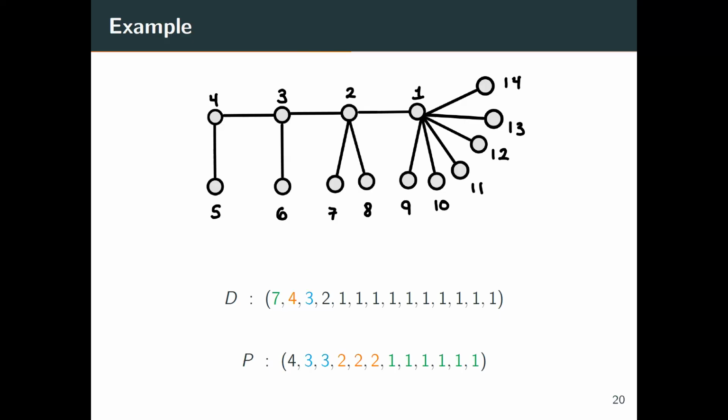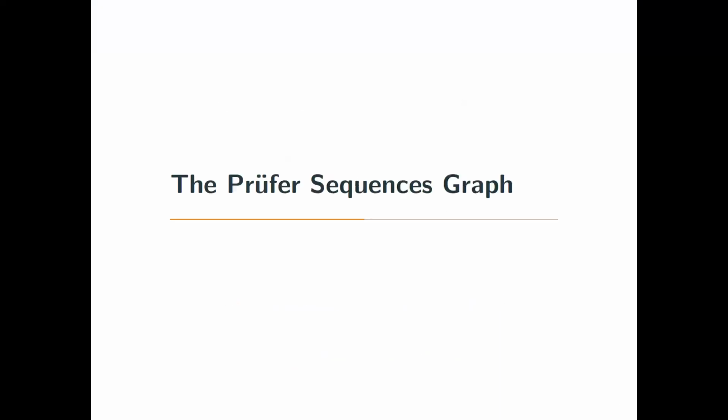Vertex 3 has degree 3, and it appears 2 times in the Prüfer sequence, and vertex 4 has degree 2 and appears just one time. As you can also observe, every vertex of degree 1 does not appear in the Prüfer sequence. So that is really nice because we will now define the Prüfer sequence graph.